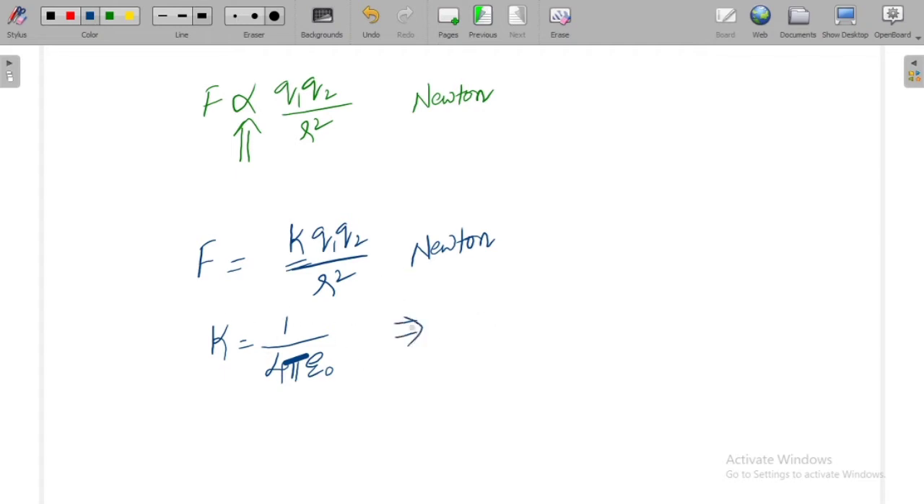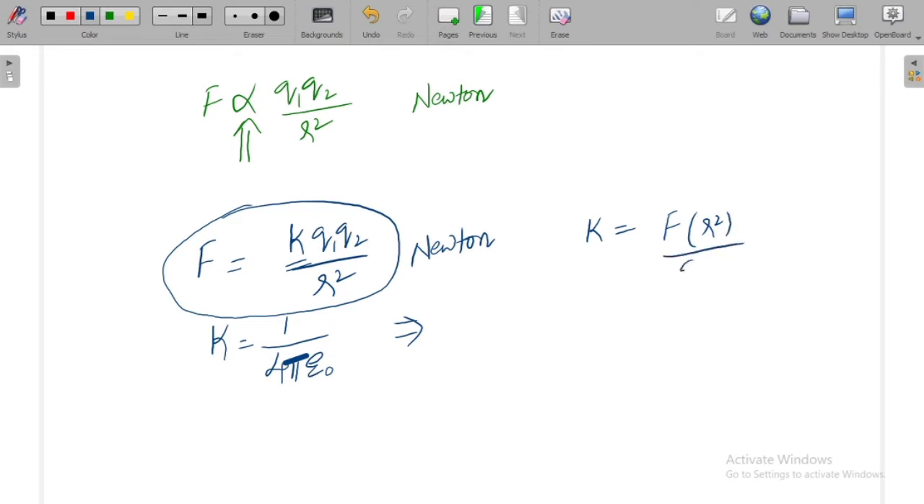So what can be the unit of K? The unit of K can be obtained from this equation which is taken from Coulomb's law. How can I write K? I can write K as F into R square divided by Q1 into Q2. Now what is the unit of force? The unit of force is Newton and the unit of distance is usually meter, so it is Newton meter square.